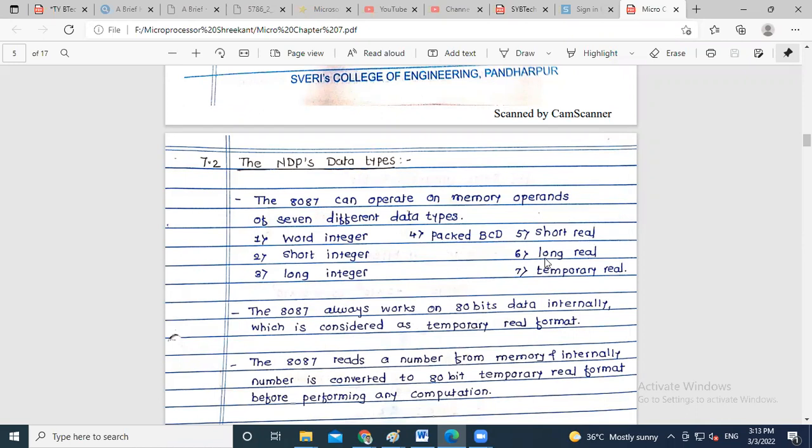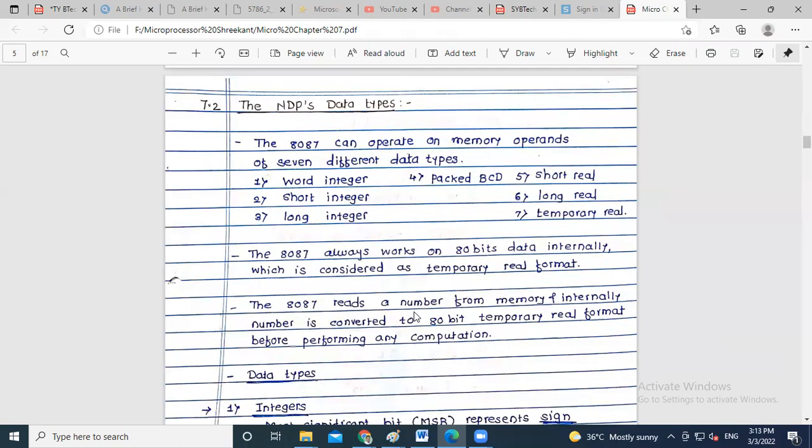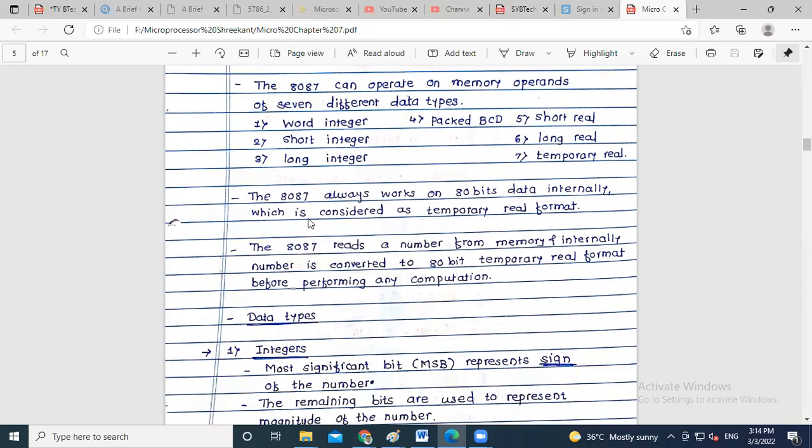And in the third category, we have real. Again, in the real, there are 3 types: short real, long real, and lastly, temporary real. So one by one, all these 7 data types are specific to the 8087 coprocessor. So in this 8087, it always works with 80 bits. Why is it 80 bits?